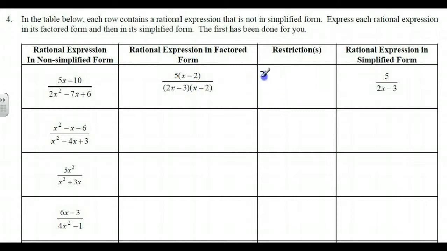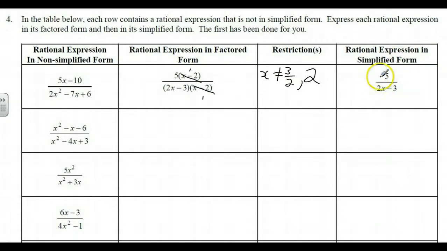And remember, restrictions are of the form x is not equal to, this will be 3 halves, and this is that x cannot equal 2. Once we've done that, we can then say, hey look, this crosses off. When we cross it off, we put ones there. Don't just cross it off and throw it away. There's a 1, and we're left with 5 over 2x minus 3. This is the simplified form.